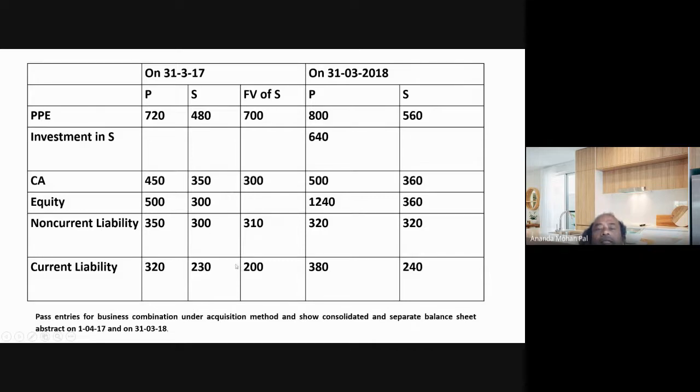Current liability reduction means you have profit. Current asset reduction means you have loss. Current liability reduction means fair value is less. That means you have to pay less. That means it is profit.